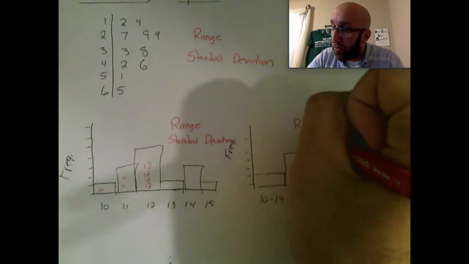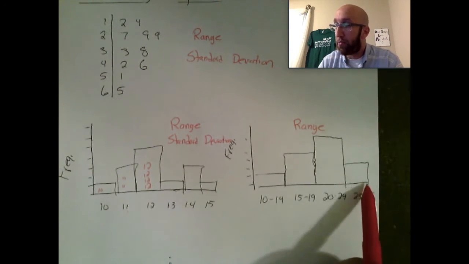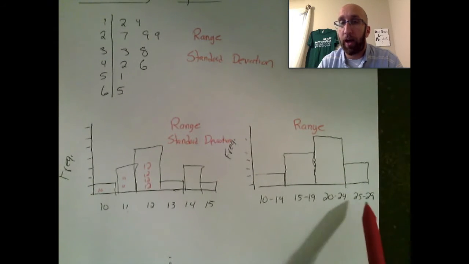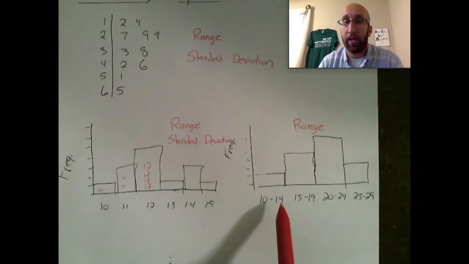All we can do is range, highest value minus lowest value. But again, you're stuck with that issue of not knowing specific values. I don't know if my largest data point is a 25, a 26, a 27, a 28, or a 29. I don't know which one it is. And I don't know my low end of 10 to 14.